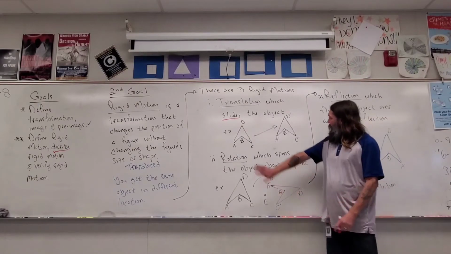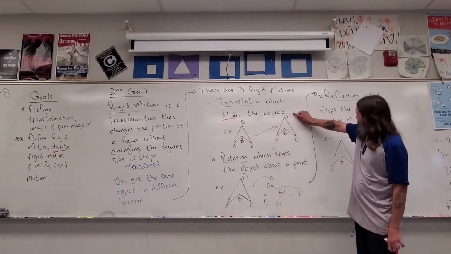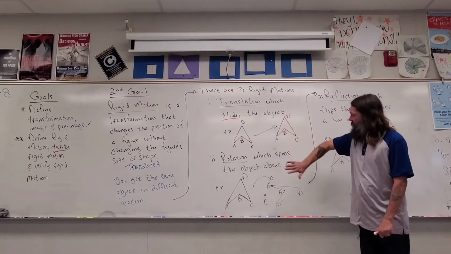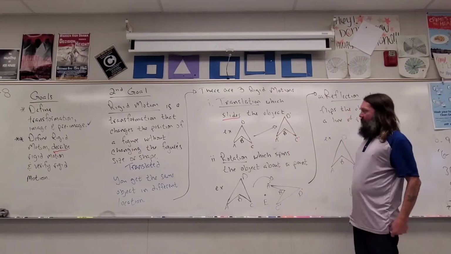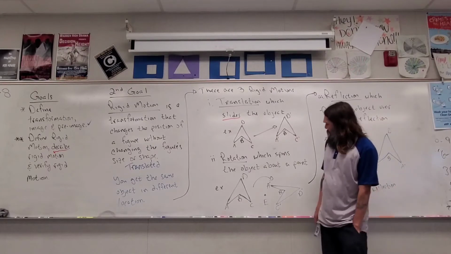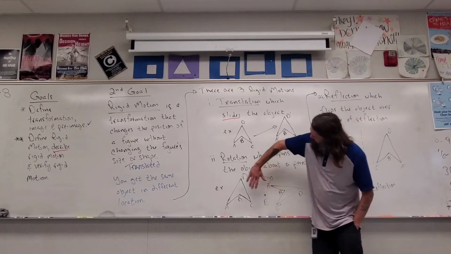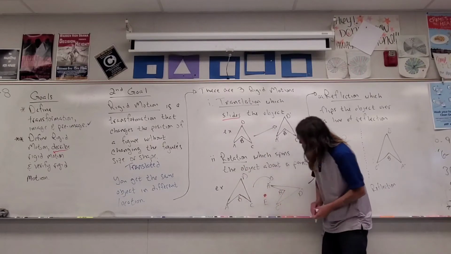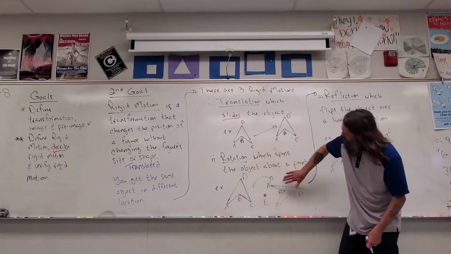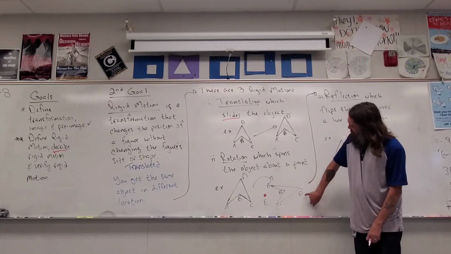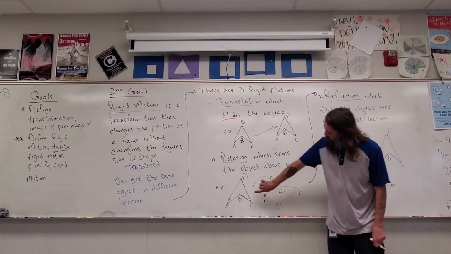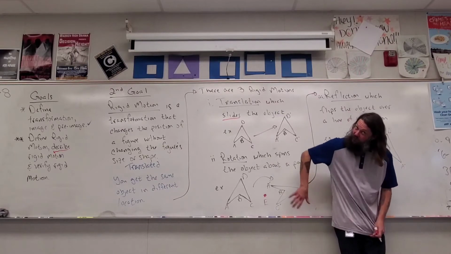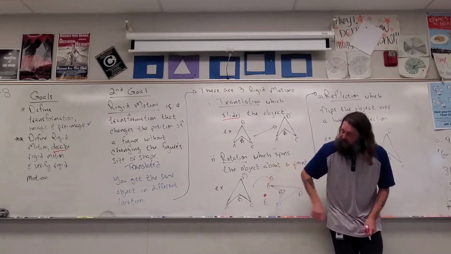So here's my original object, and I know that it slid over here because I have primes. Still the same shape, still the same size. These would be what we would call congruent. Rotation spins the object about a point. So here's my original object. It is going to spin about this point, and it's going to rotate over to here. I know that this is the image, this is the pre-image because I have my prime marks, so that tells me this is where I ended up and this is where I started.